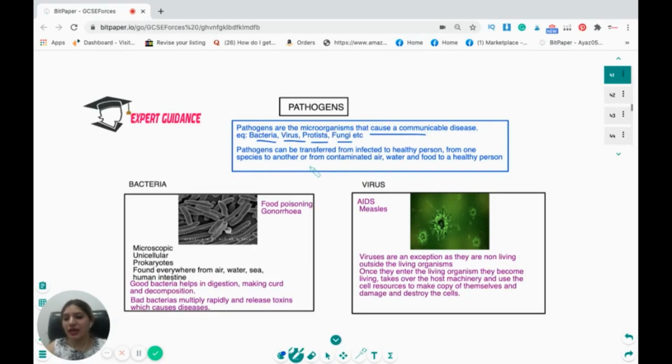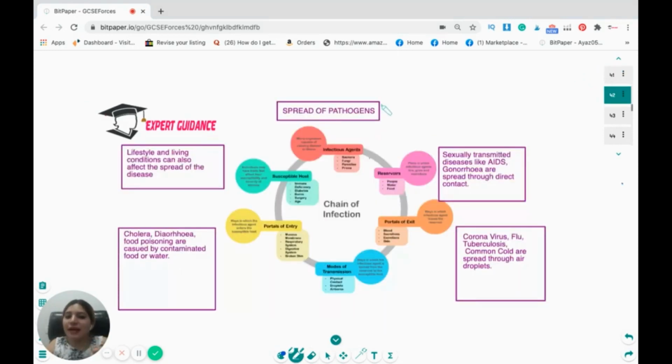Now you should know what the differences are between bacteria and virus. Bacteria are microscopic, unicellular, prokaryotic, found everywhere: in air, water, sea, the human intestine. We have some good bacteria which help in digestion and making us curd. They help in decomposition. They're good for the environment. But there are some bacteria which release toxins and cause diseases. Viruses, on the other hand, are an exception, as these are non-living as soon as they are outside a living organism. Once they enter the living organism, they become living. They take over the host machinery, use the cell resources to make copies of themselves, and damage and destroy the cells.